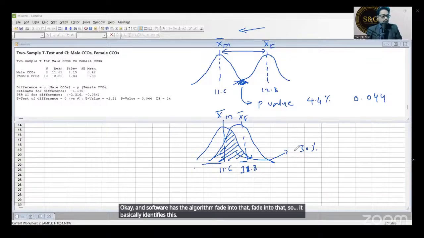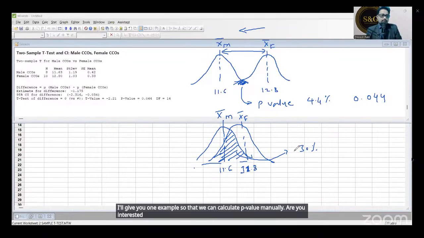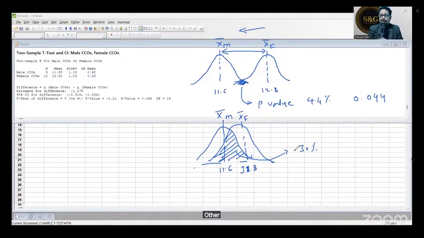Now, do you want to calculate the p-value manually? I'll give you one example so that we can calculate the p-value manually as well. Are you interested so that I can tell you? Otherwise, we'll move on to the other segment. Manual p-value सीखना है? Okay, very good. Chalo. So I will just take one example of manual p-value.